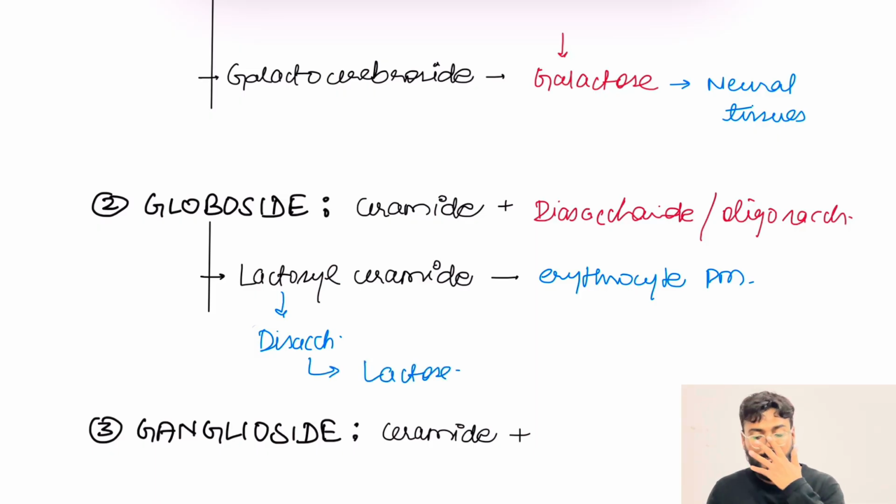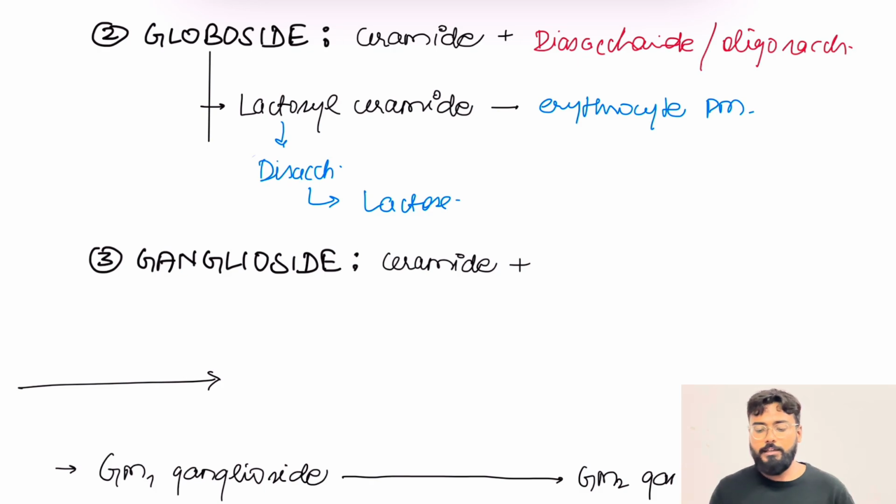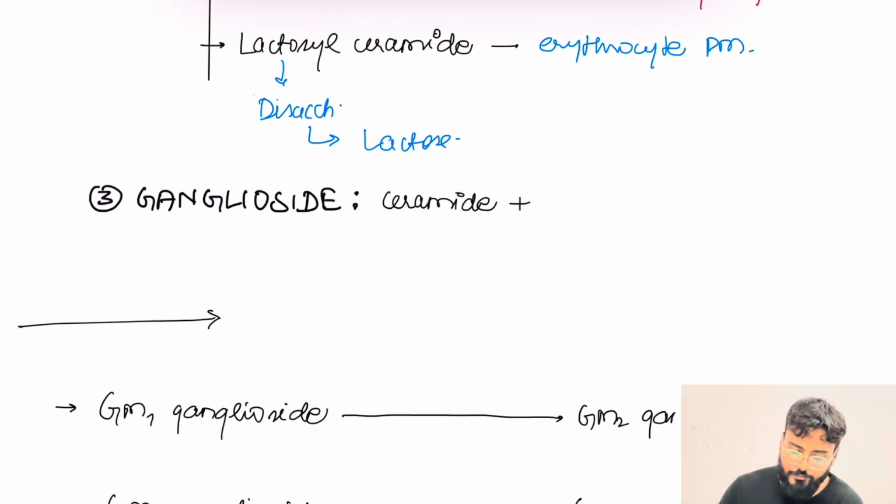Here the disaccharide is your lactose. Another one is your ganglioside. So how are the gangliosides formed? Whenever the ceramide is going to get combined with oligosaccharide.